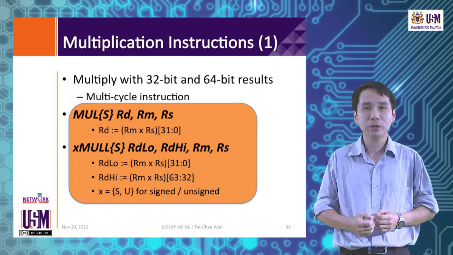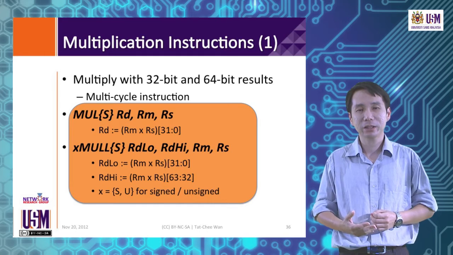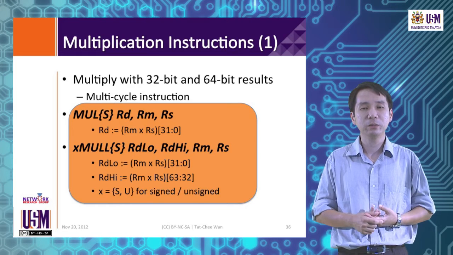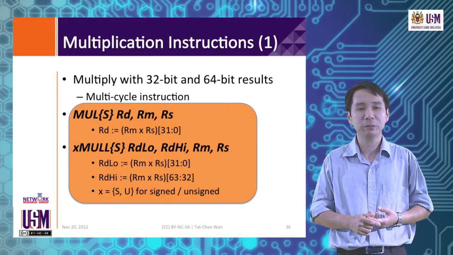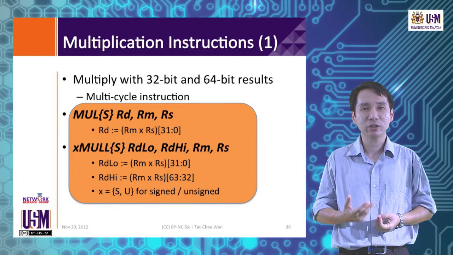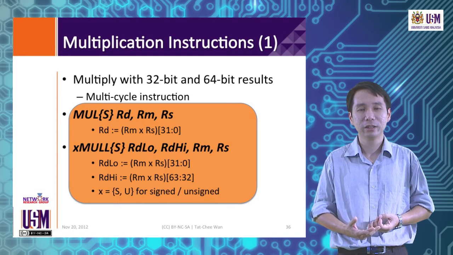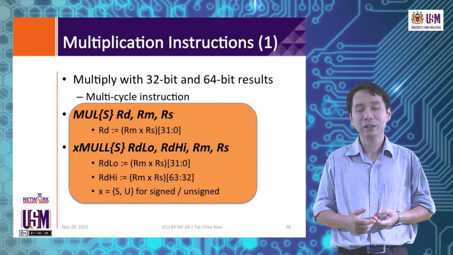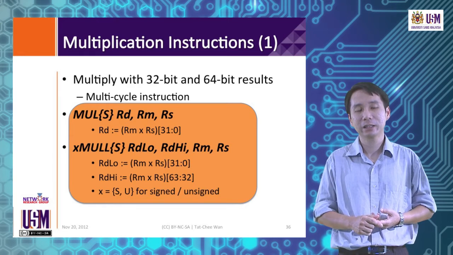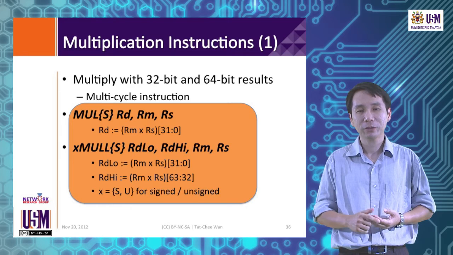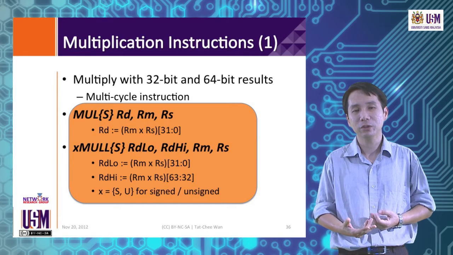Multiplication is often performed inside a program. The ARM processor provides two versions of the multiplication instruction. One is the multiply with 32-bit results, the other one is the multiply with 64-bit results. Now the multiply instruction is not strictly a RISC processor instruction. It's actually an instruction that takes multiple cycles to execute. The MUL instruction takes the two operands R sub m and R sub s, and the result of the multiplication is stored into R sub d as a 32-bit value. Of course, if the size exceeds the size of R sub d, we will get an overflow.